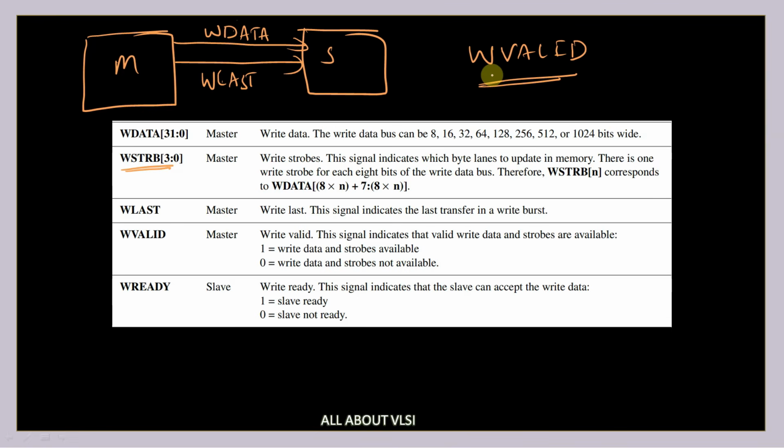So if these signals are valid, then the W valid is going to be 1 and the slave will come to know that the master has sent all the valid signals. But if the W valid is equal to 0, then the write data and all the control signals which the master has sent are invalid. So these are the signals which we are going to use for asserting them.